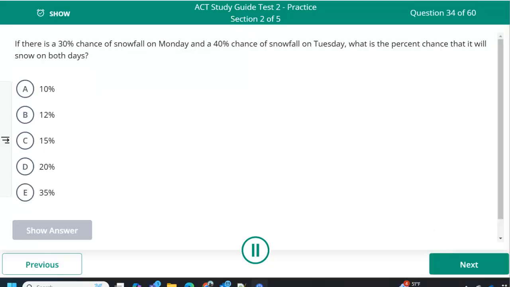If there's a 30% chance of snowfall on Monday and a 40% chance of snowfall on Tuesday, what is the percent chance that it will snow on both days? All right, so if you want to know the probability that two independent events will both occur, you just multiply the probabilities. So it's 0.3 times 0.4, which is 0.12. It's like 3 times 4 is 12, 0.12. So it's going to be a 12% chance.